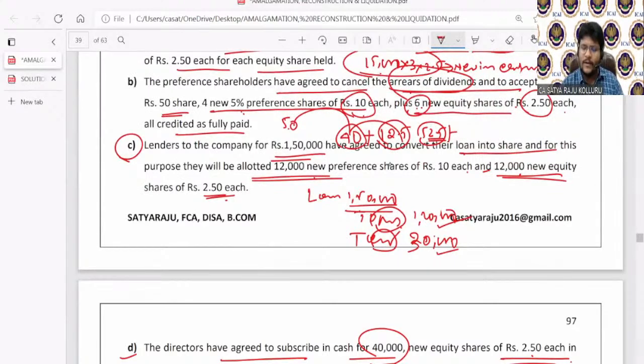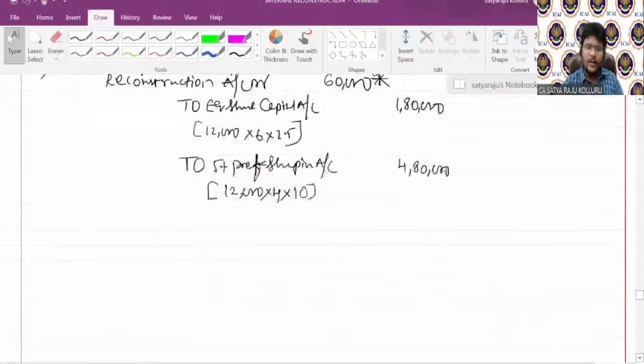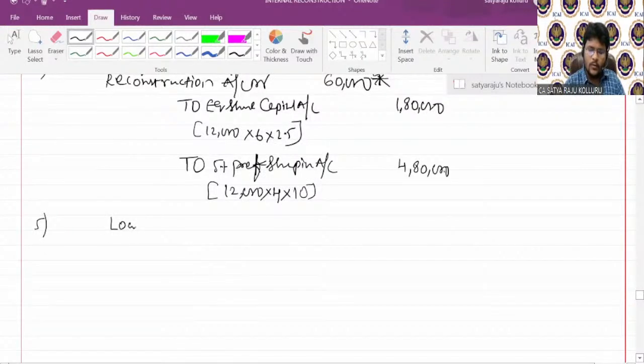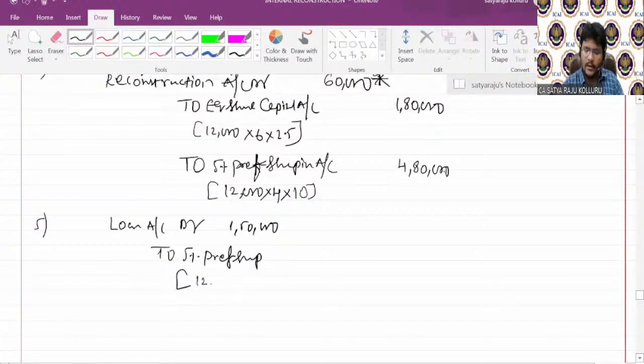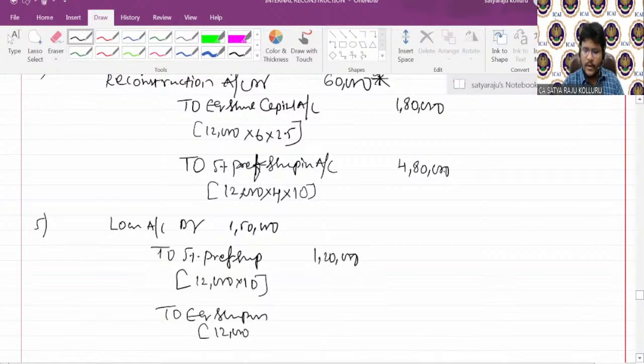Lenders, we are paying 1,50,000 by issuing the new preference shares. Now you can cancel the loan account. That is loan account debit, 1,50,000. You are issuing your new preference shares. That is 5% preference share capital account. It is clearly given. 12,000 new preference shares are issued. Am I right? 12,000 new preference shares of 10 each and 12,000 new equity shares of 2.5 each. Both are there. So 12,000 into 10 rupees, which is 1,20,000. So equity share capital is also there, which is 12,000 into 2.5, equal to 30,000.